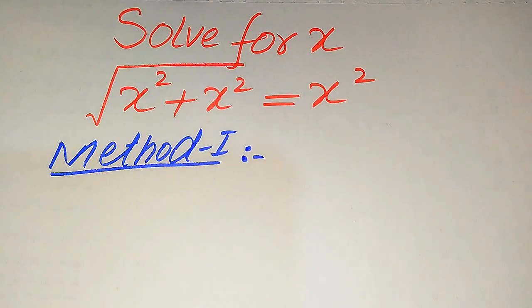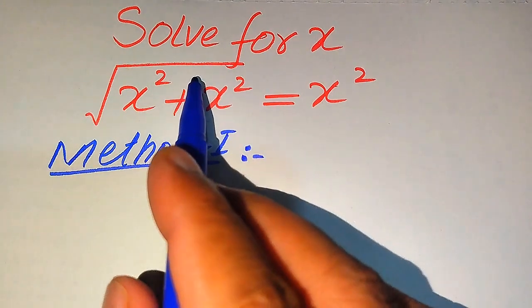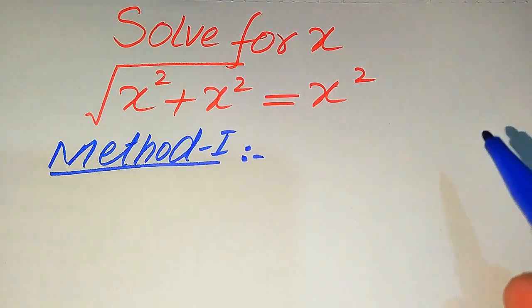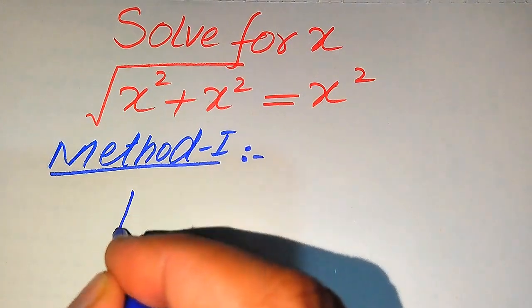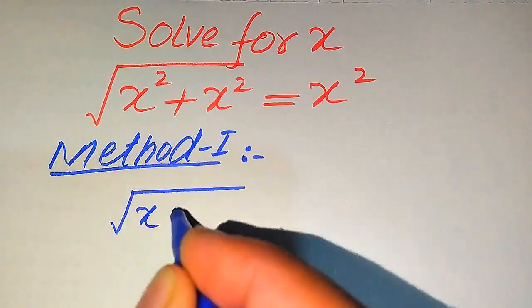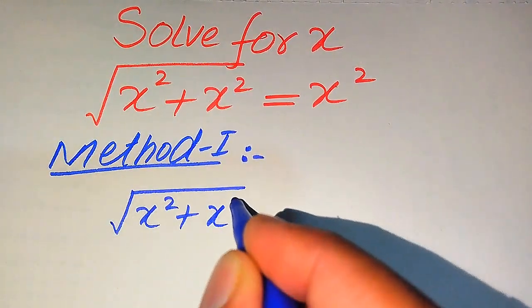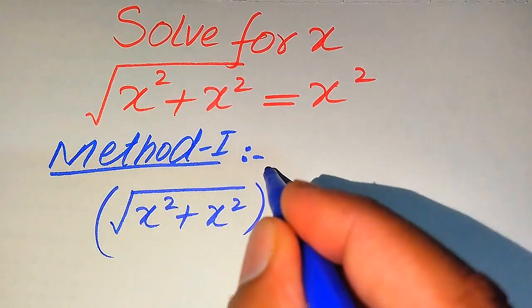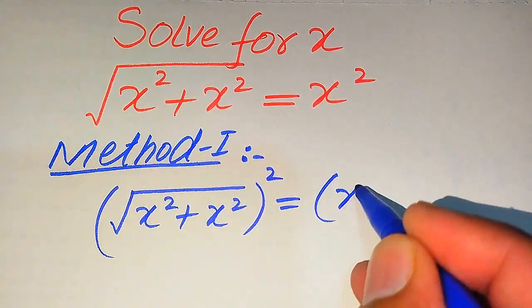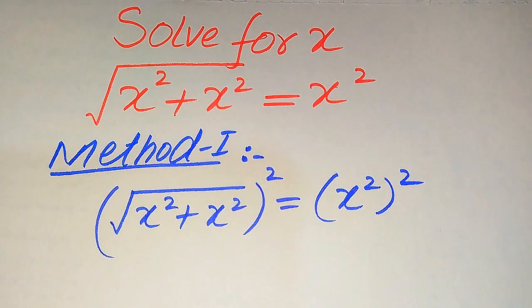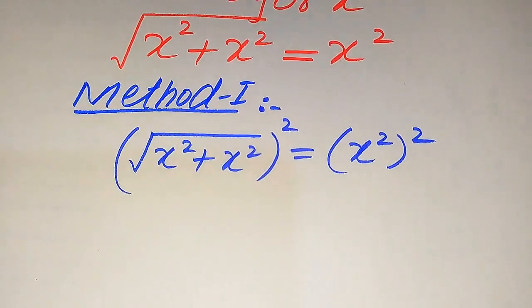Now we move towards our first method. In the first method we need to remove this square root sign from the left hand side, so in order to remove this square root sign we need to take the square on both of the sides. When we apply squaring on both of the sides, it will be written in this form.